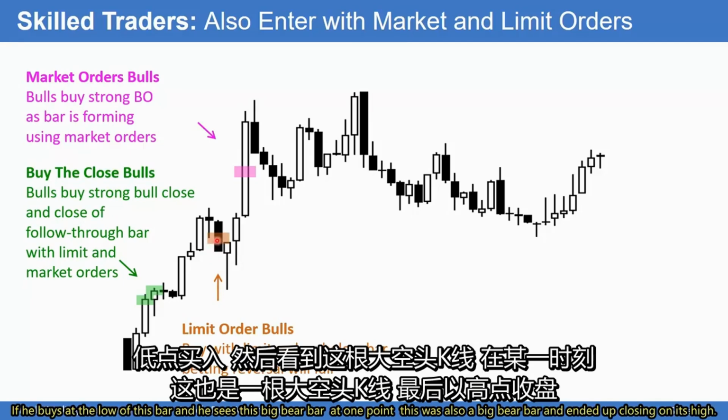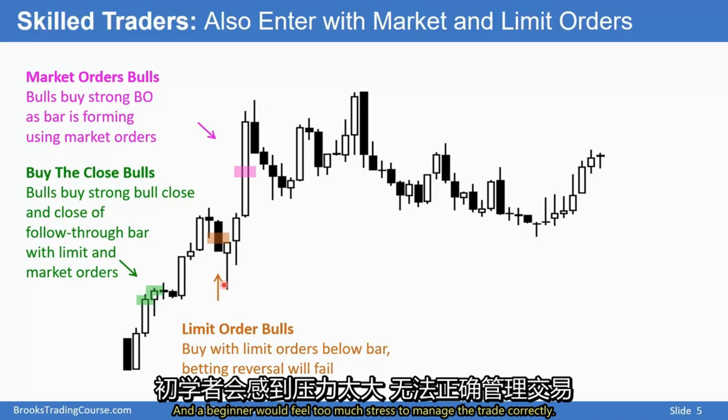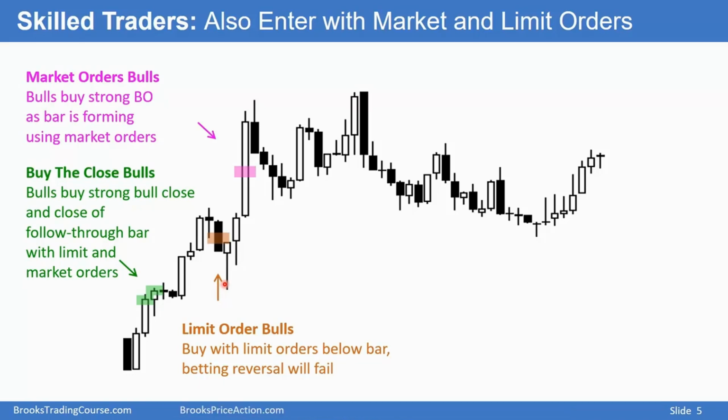If he buys at the low of this bar and he sees this big bear bar, at one point this was also a big bear bar. It ended up closing on its high, but at one point it was a second consecutive big bear bar, and a beginner would feel too much stress to manage the trade correctly.